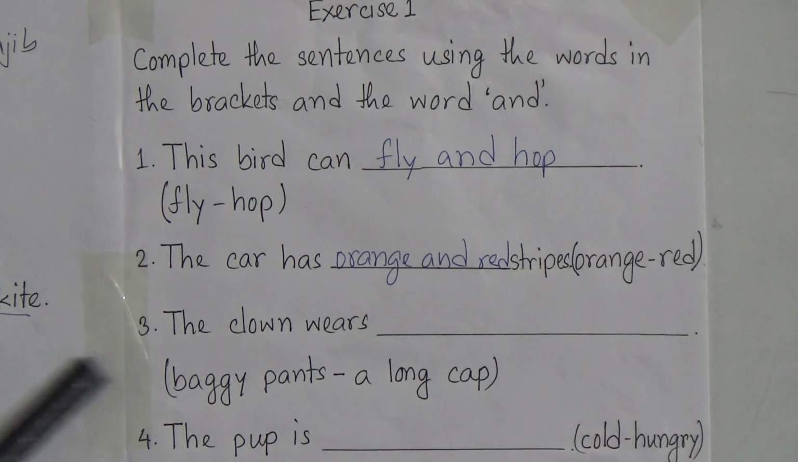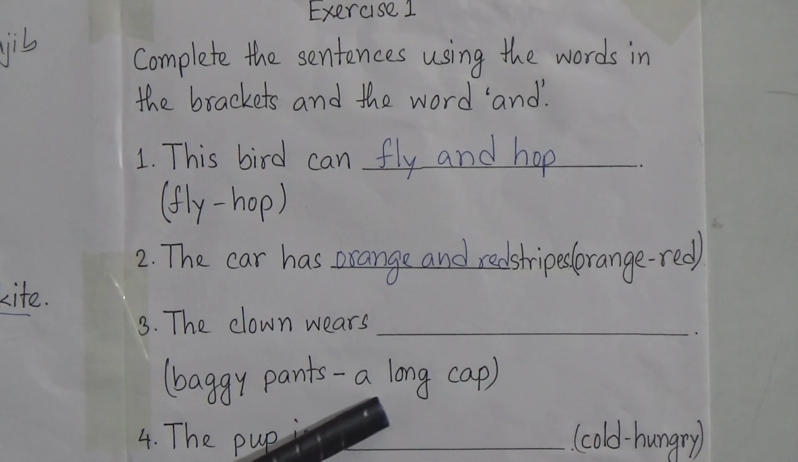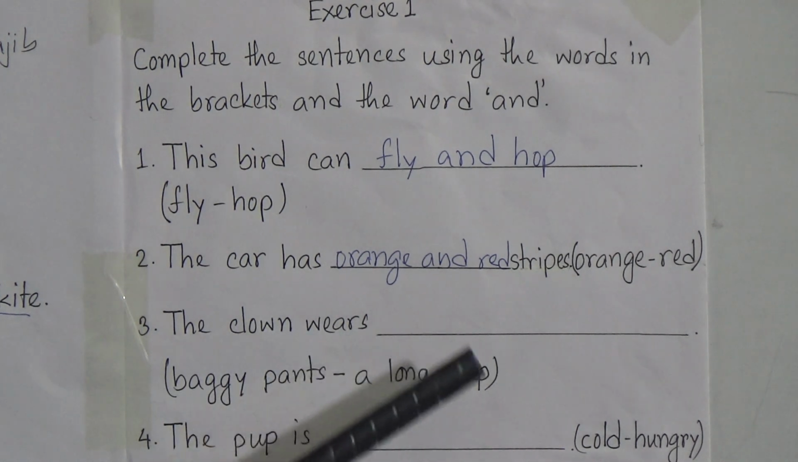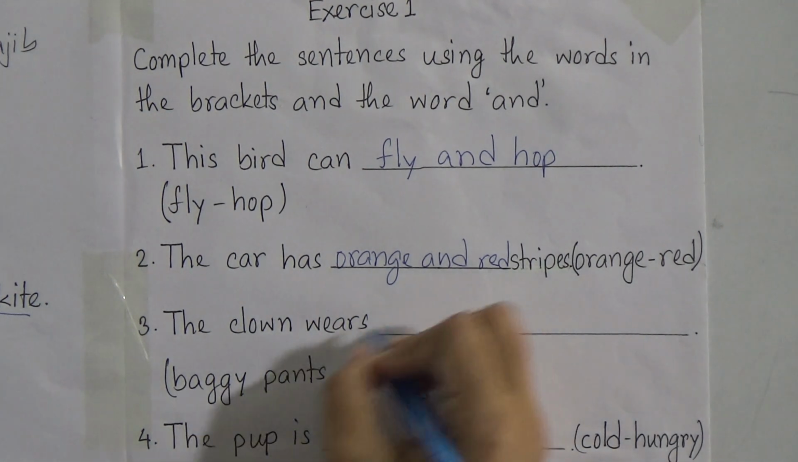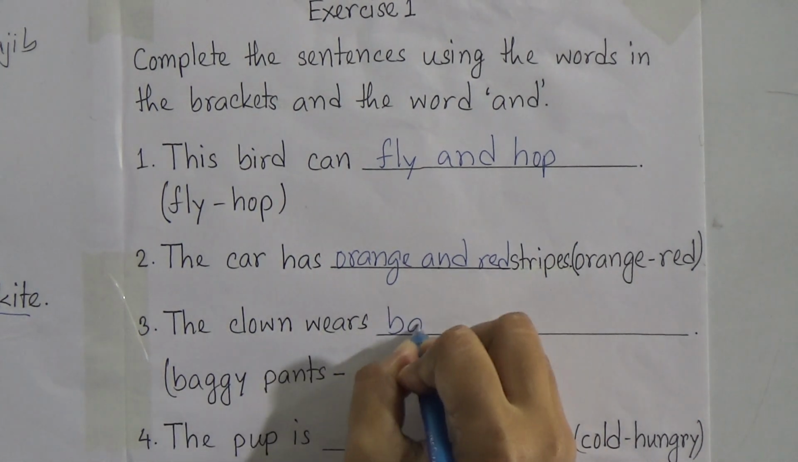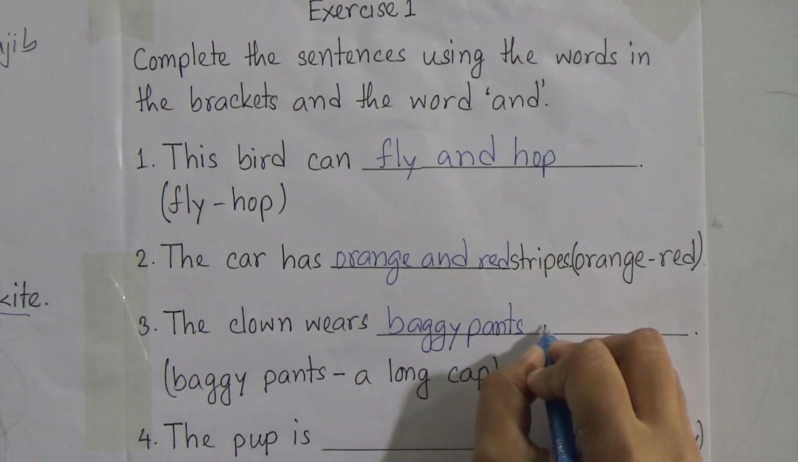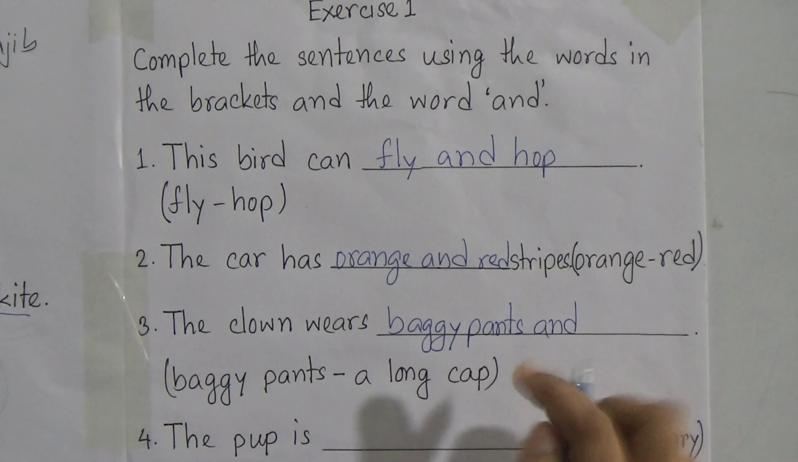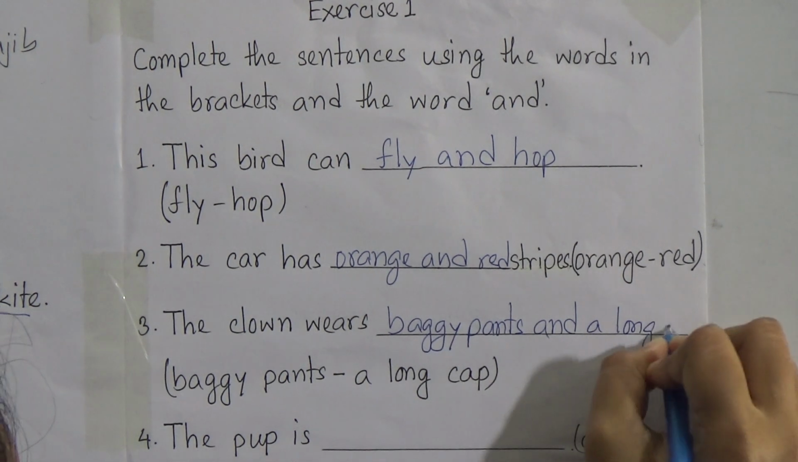Now number 3: The clown wears dash. Now look, there are two phrases, baggy pants, a long cap. So how will you join it? The clown wears, at first we will write the first phrase, then we will write "and," and now will be the last one, that means a long cap. So the clown wears baggy pants. Now we will write our joining word "and" and now the next phrase, a long cap.